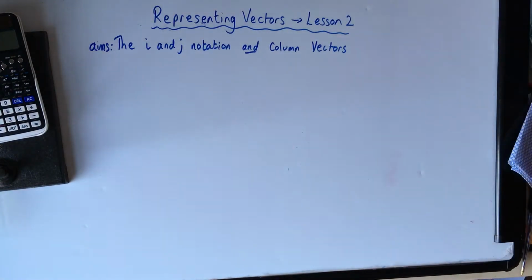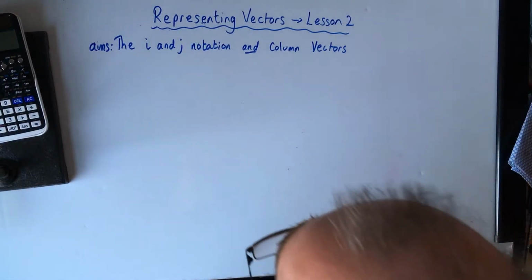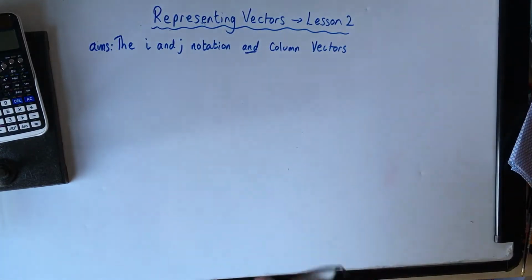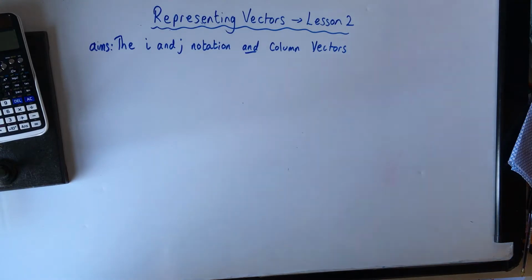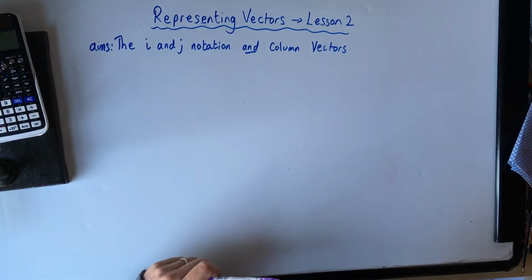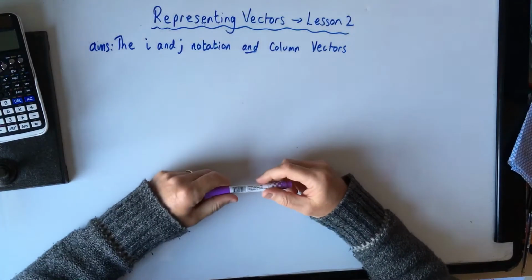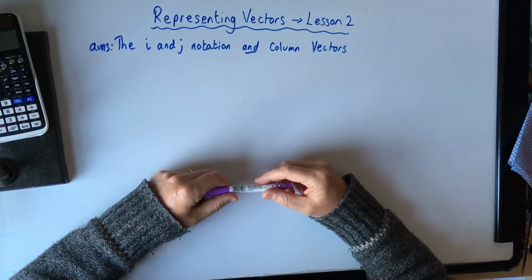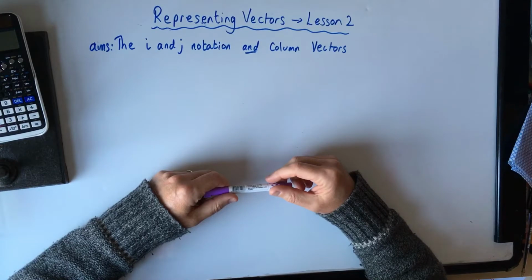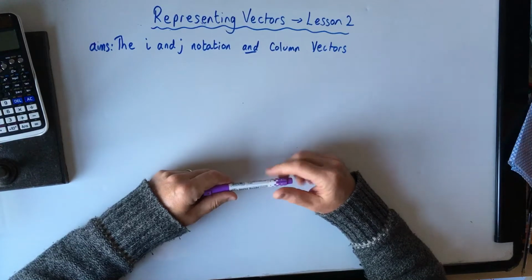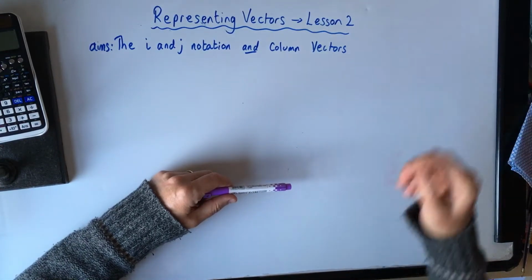Okay guys, I'm just going to go through very quickly with you the i and j notation and column vectors. So this is representing vectors and it's the second lesson. It's going to be a short one, but I am going to do a supplement to this where I go through some questions, because there are some tricky ones that they throw up in exercise 11b in the Pure Mathematics AS book.